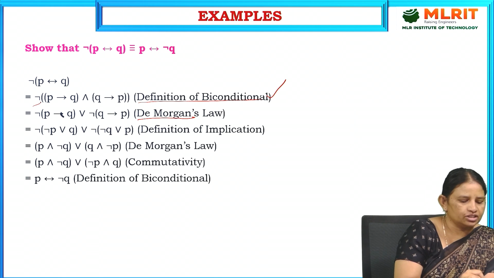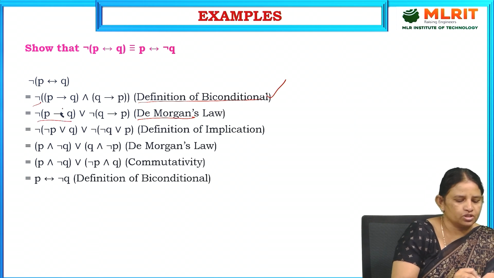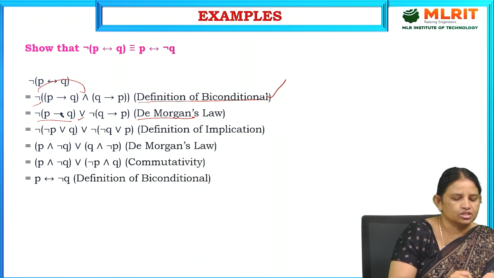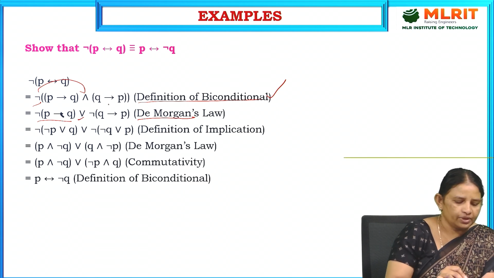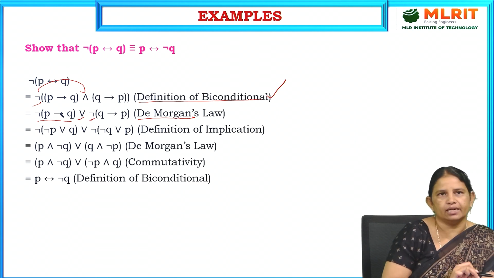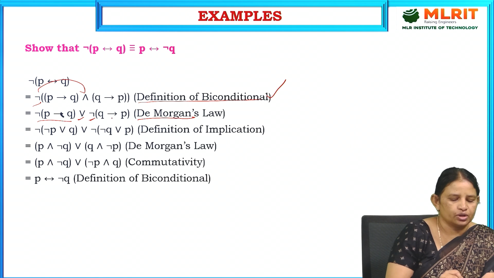Then negation. This is the first proposition. Negation is applied, and it becomes or. Then the same negation is applied for the second proposition. Negation Q implies P.